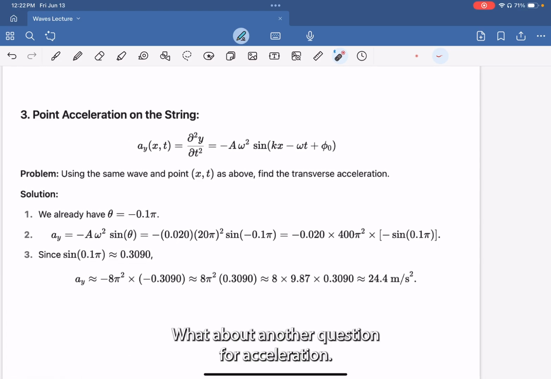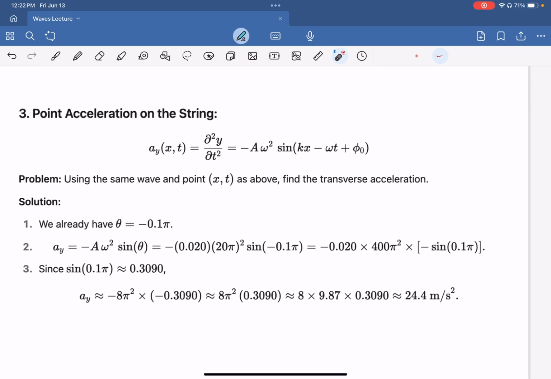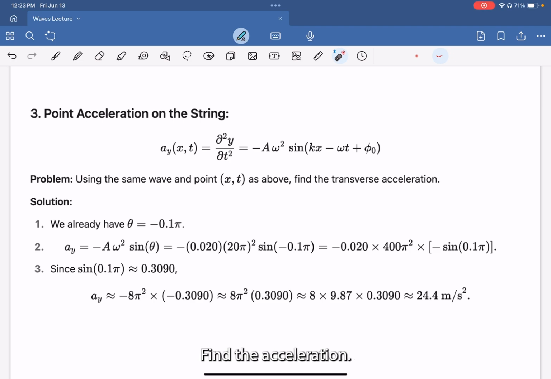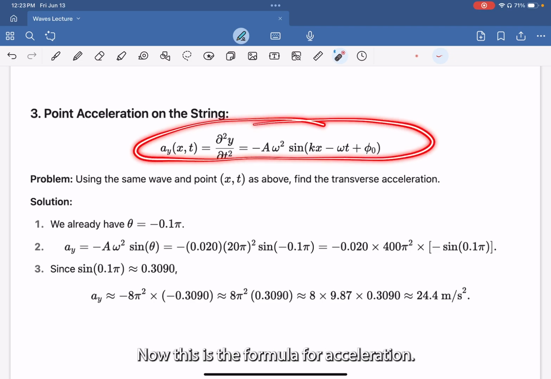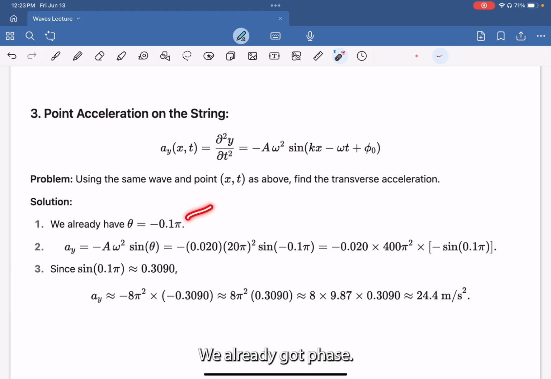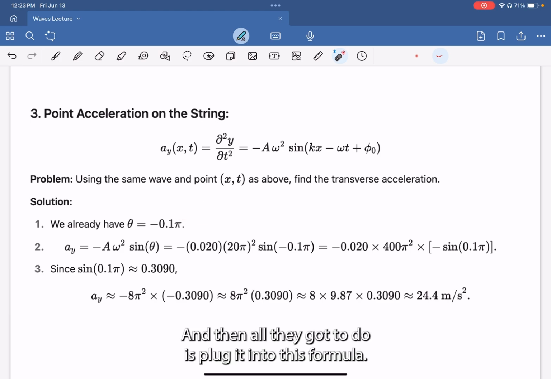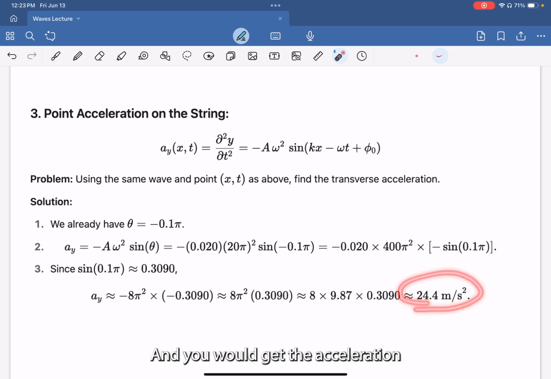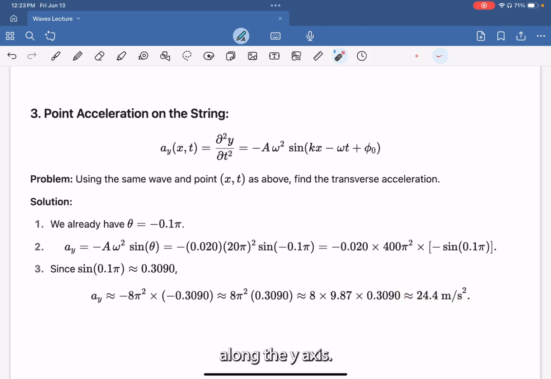Okay, what about another question for acceleration? Similar. I don't have to read this. Using the same wave and point x, t as above, find the acceleration. Now, this is the formula for acceleration. We already got the phase, and then all you've got to do is plug it into this formula because you have that sine of this whole thing. Okay, A omega square, sine of the whole thing. Do the calculation, and you would get the acceleration along the y-axis.